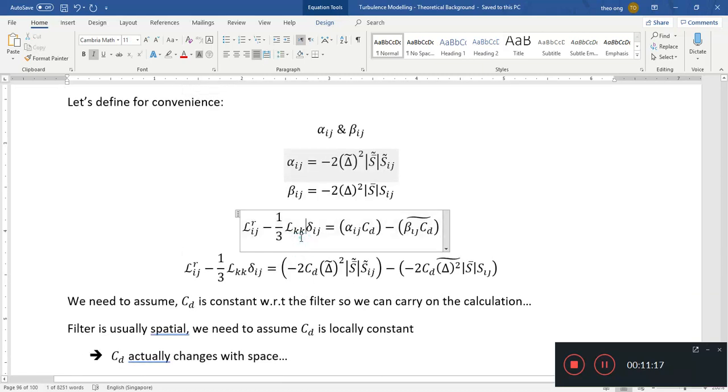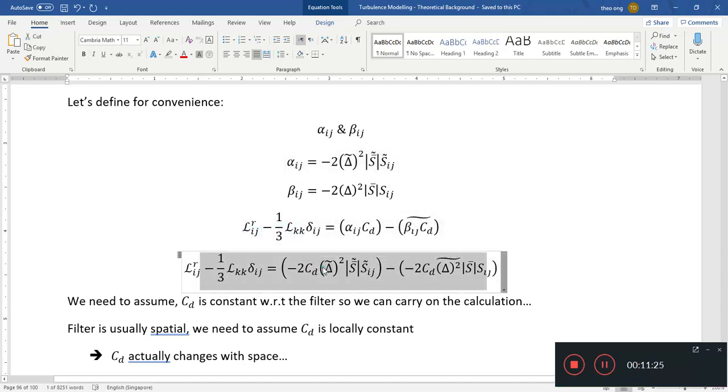Okay, so this is what in literature you will normally see. When you see an expression like this, it is actually the same expression as what you see over here. This alpha corresponds to this, and this beta corresponds to this.